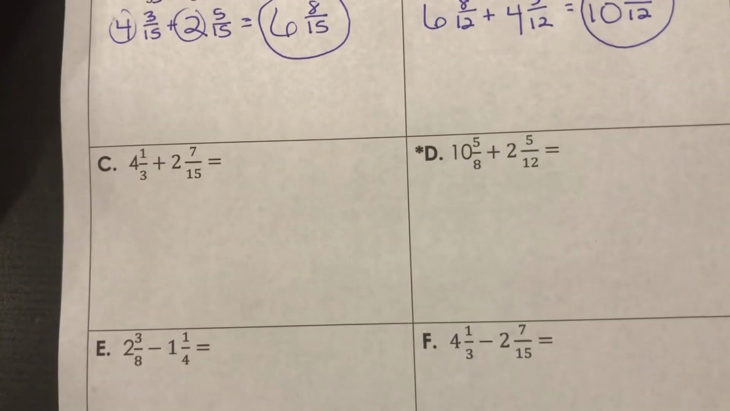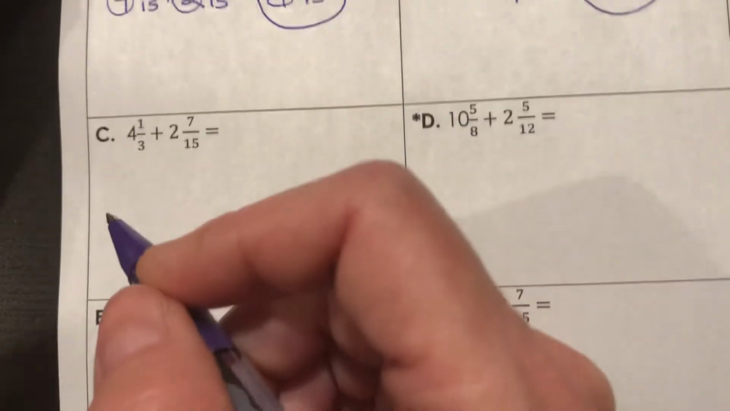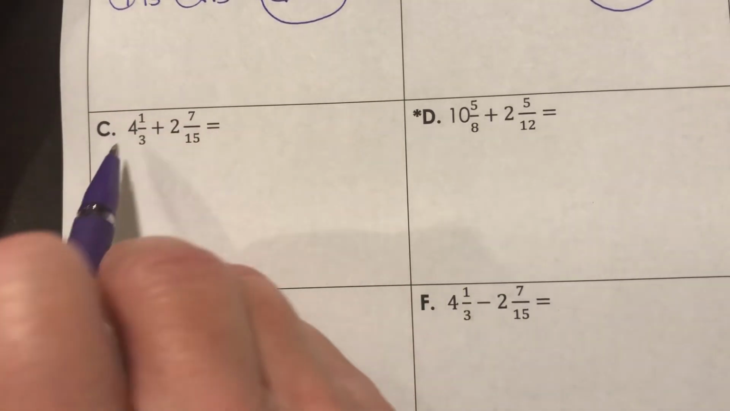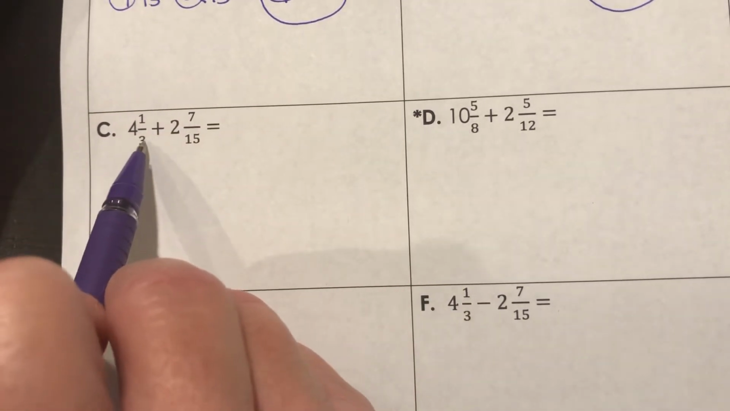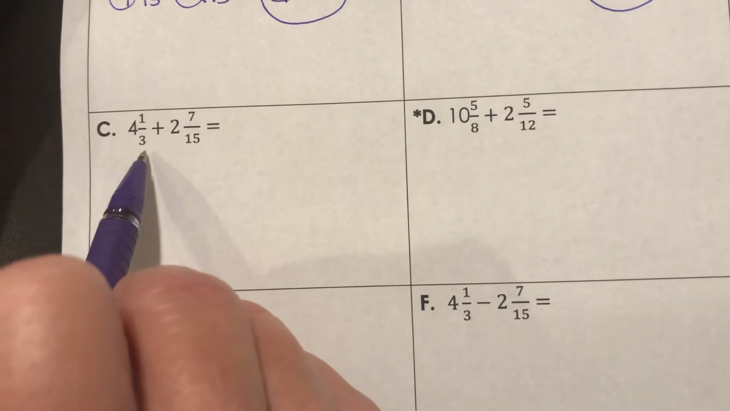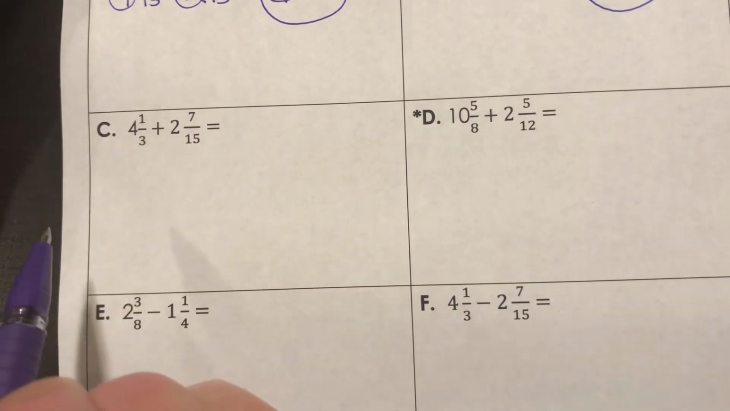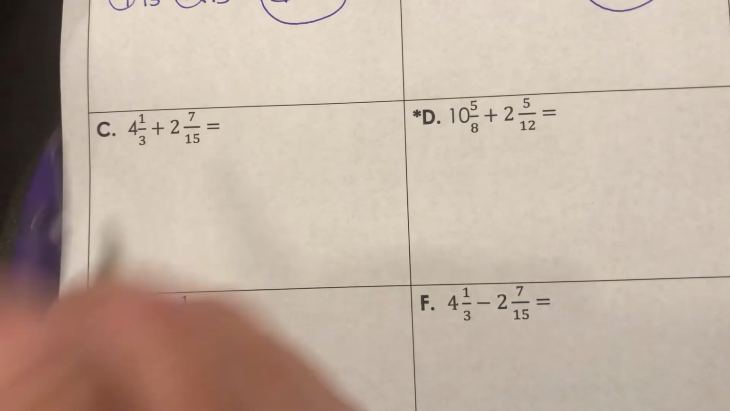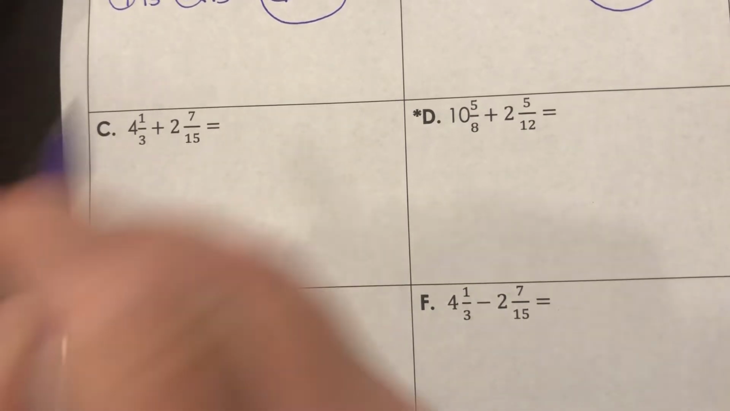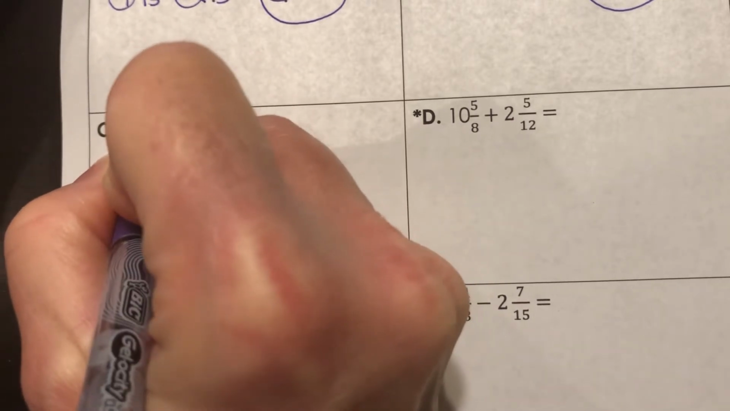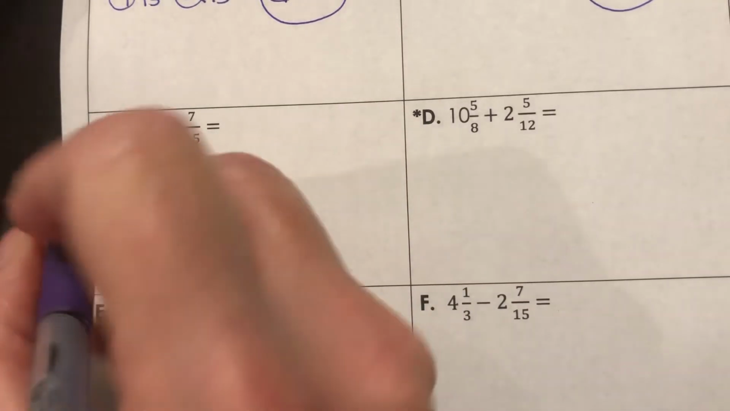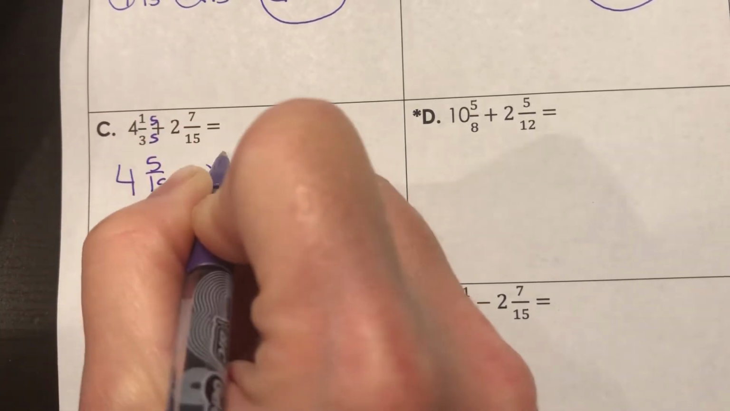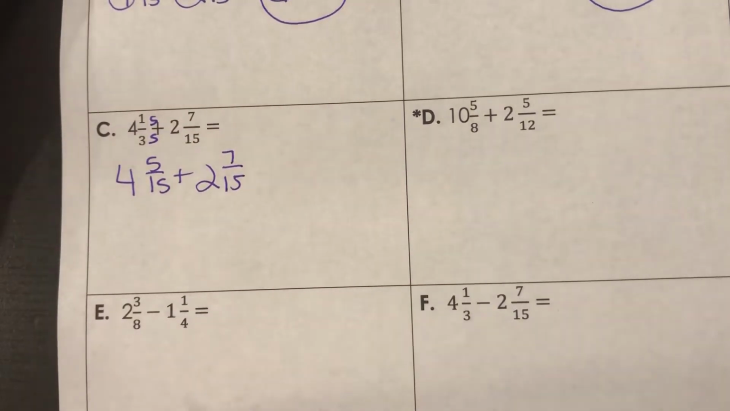Okay, keep it going. And again, if you want to pause and try these on your own, that would be fine by me. Just make sure you press play. Okay, for letter C, I see that they're not the same denominator. And I can multiply 3 by something to get 15. So I definitely want to do that because then I get to do half the work, right? So 3 times 5 is 15. That means I just need to multiply this 1/3 by 5/5. So I have 4 and 5/15 plus 2 and 7/15.